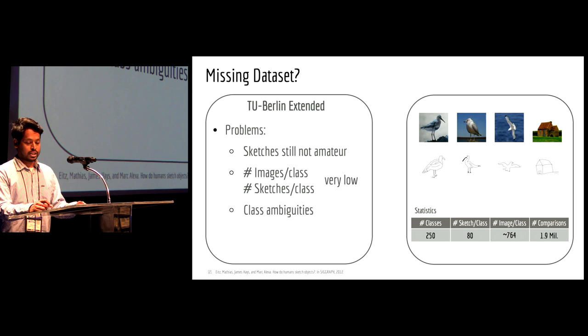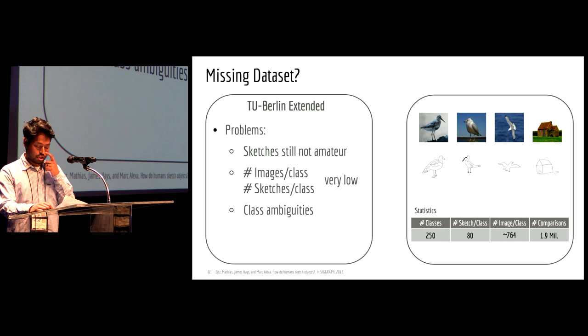TU-Berlin Extended is another such data set, where the sketches are still not that amateur. It lacks scale too. There are lots of class ambiguities that tend to confuse the models. The statistics also give you an understanding of the size of the data set, which is not large scale either.